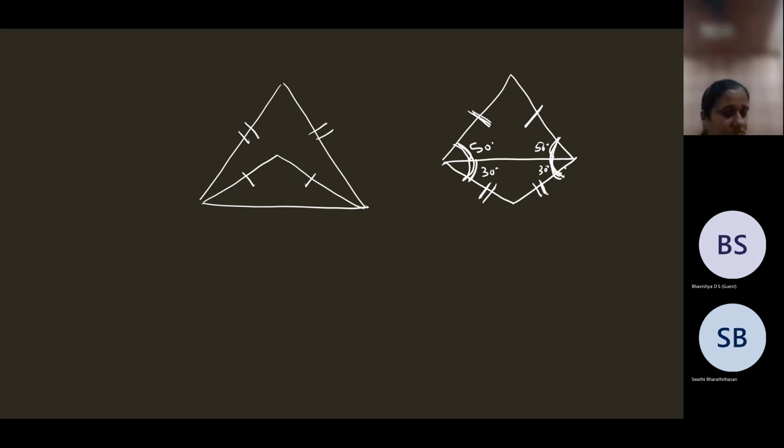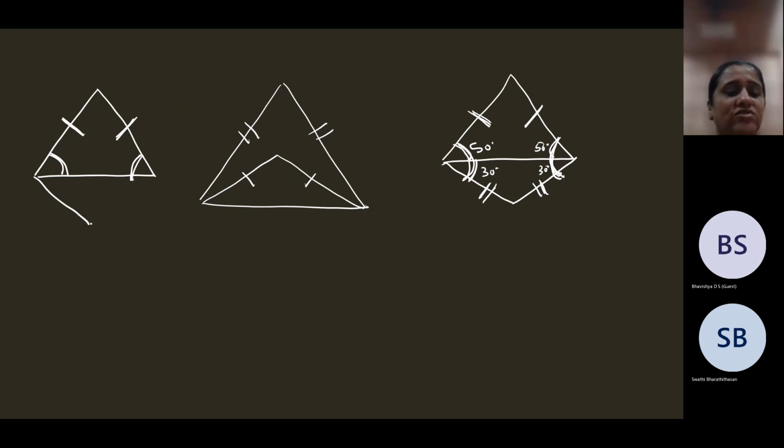I'll tell you again. This is an isosceles triangle. These two sides are equal. So when two sides are equal, the angles opposite to the equal sides are also equal. Opposite to this side is this angle. Opposite to this side is this angle. So if these two sides are equal, then these two angles are equal.